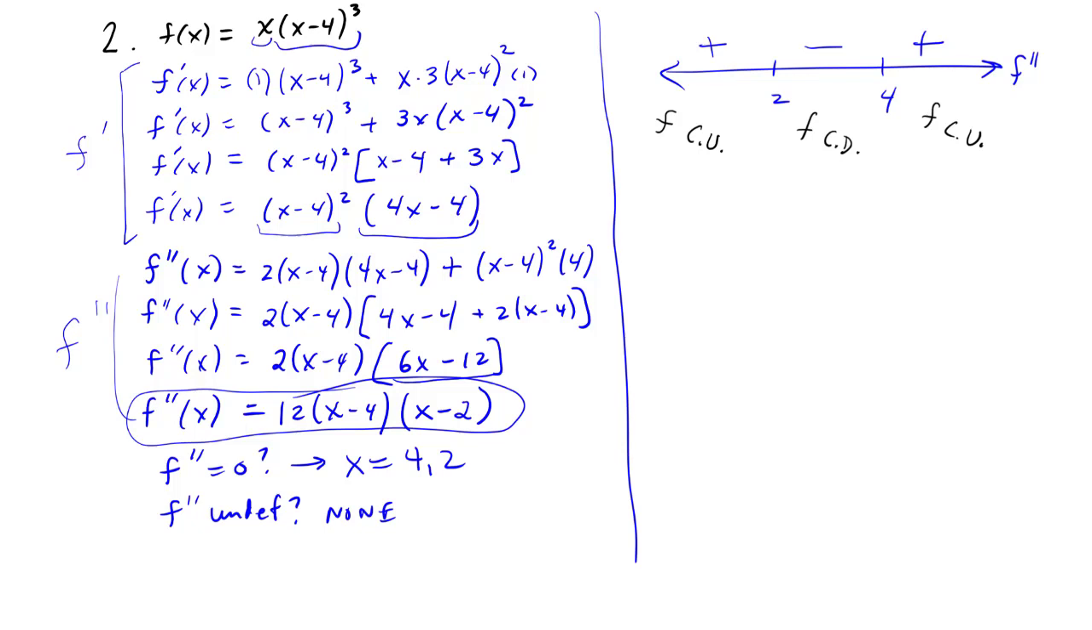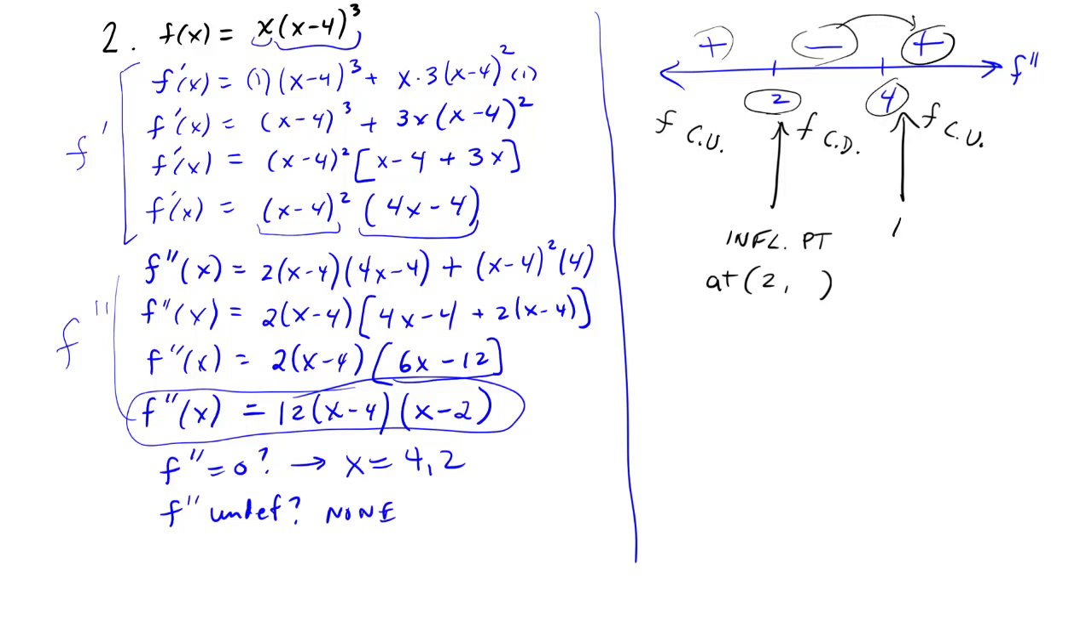Now I look to see what's happening at my important points here. So I look at 2, and I say, is there a change in concavity? Yes, it went from positive to negative. So that is an inflection point at 2, something. And over here at 4, it did change from negative to positive. So that is also an inflection point at 4, something.